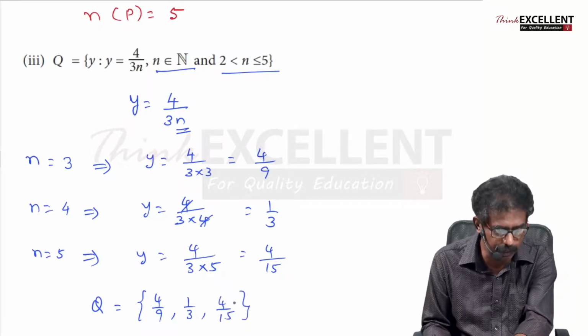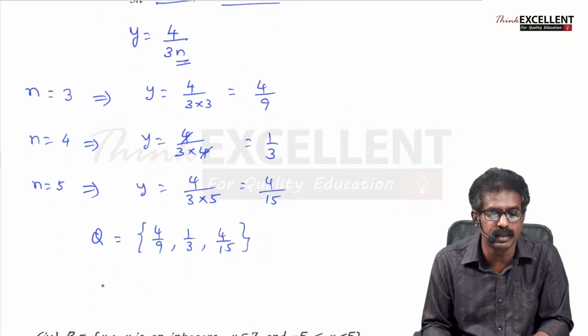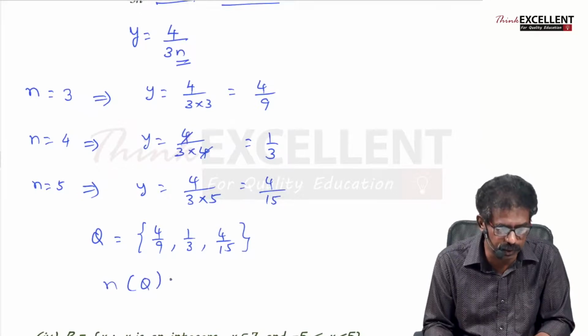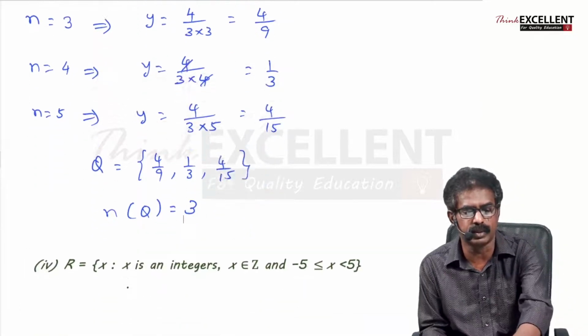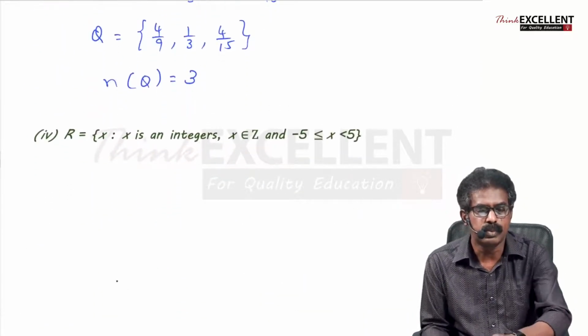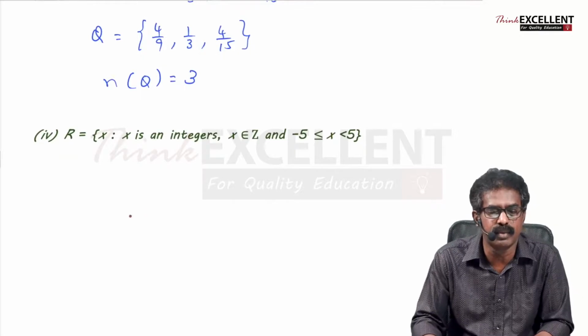Cardinal number means you count the number of elements. n of Q is equal to 3. Now let us see the next question. See this one? I think you can try it on your own.